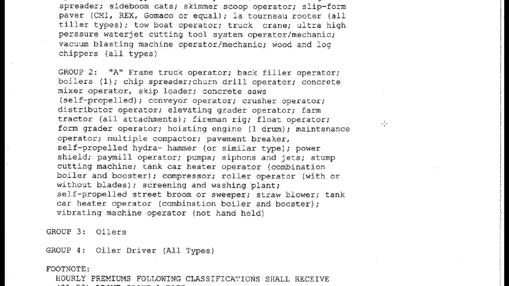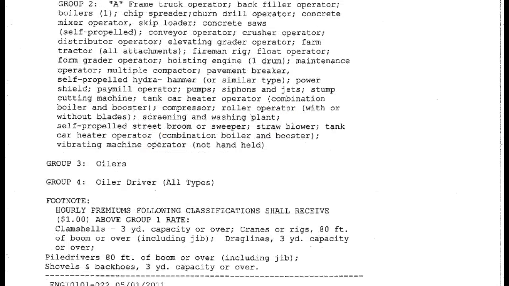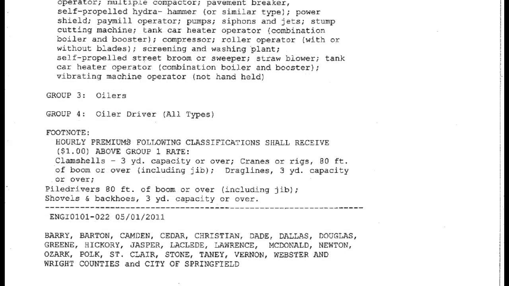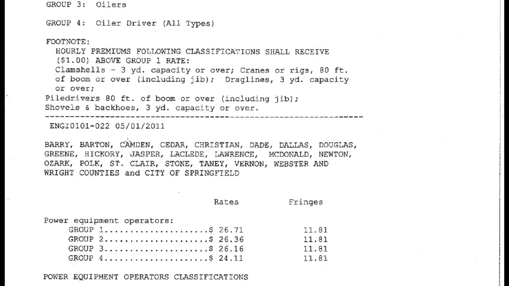And then you can go down and you can see what Group 2 is and what kind of equipment that involves. People who are going to run the concrete saw, the self-propelled ones, and those are the things that are going to cut expansion joints in concrete, for example. They're going to be Group 2. Group 3 is oilers. We don't have too many oilers around anymore. Group 4, oiler drivers. So again, you're going to go through and find out exactly what applies.